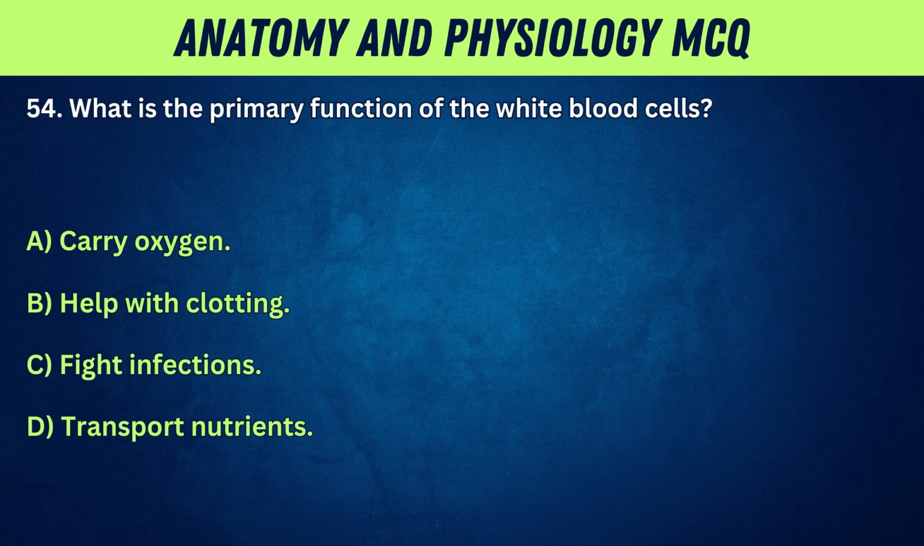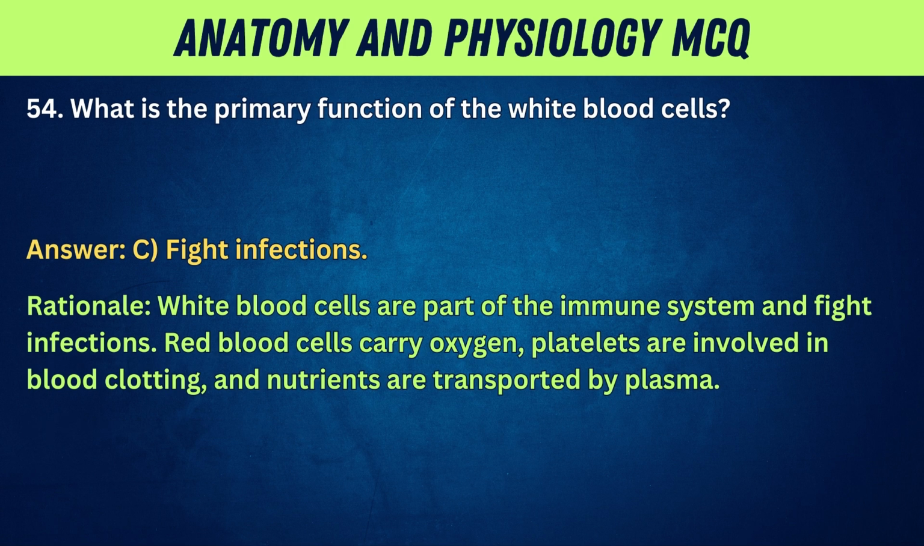54. What is the primary function of the white blood cells? A. Carry oxygen. B. Help with clotting. C. Fight infections. D. Transport nutrients. Answer: C. Fight infections. Rationale: white blood cells are part of the immune system and fight infections. Red blood cells carry oxygen, platelets are involved in blood clotting, and nutrients are transported by plasma.